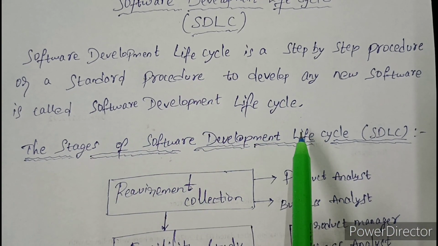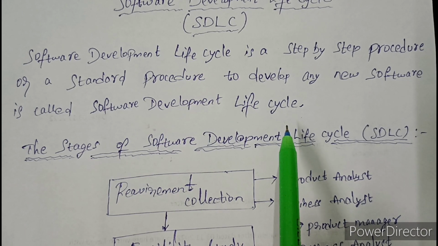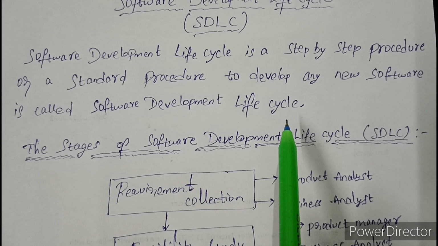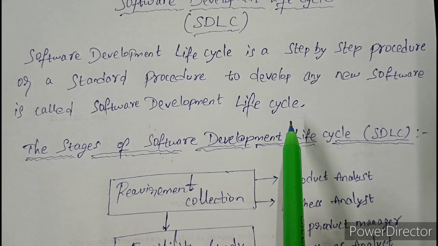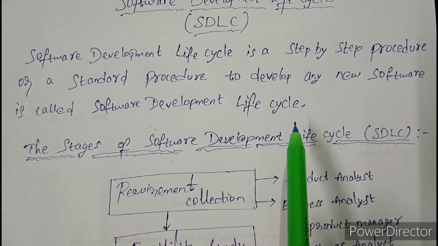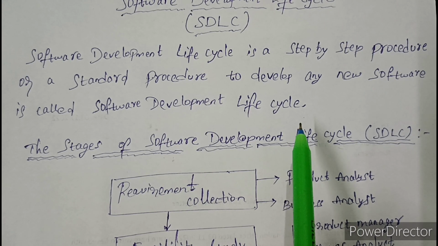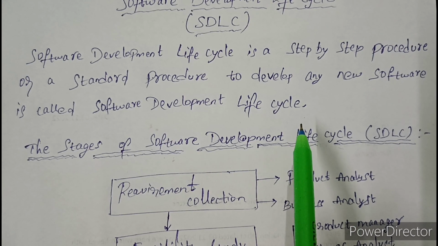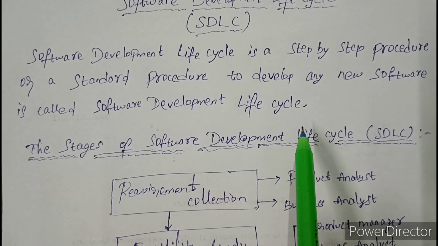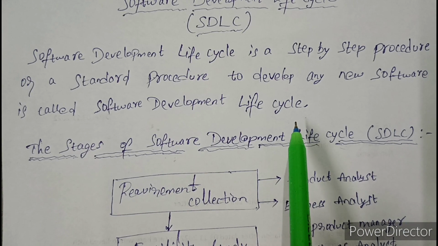Suppose a company doesn't follow the software development life cycle, they will not know what the requirement is first, and they will not know how much money to invest in it. They will not know the profit or loss at the end, and they will not know how many engineers need to be involved in making the software. So for that purpose, companies always follow the software development life cycle.